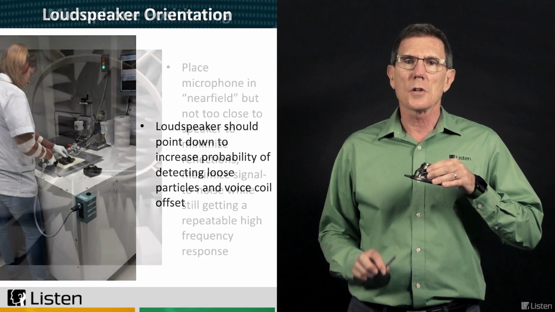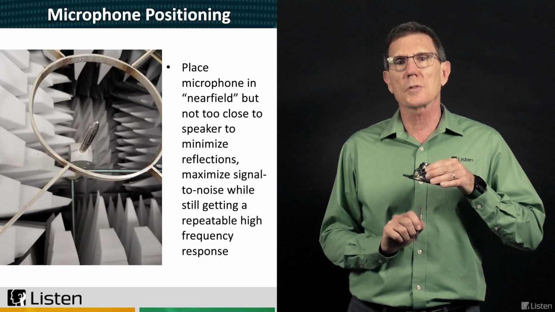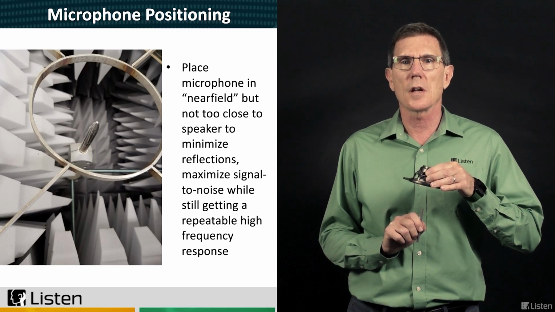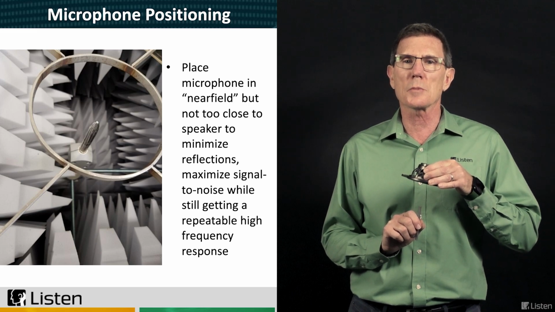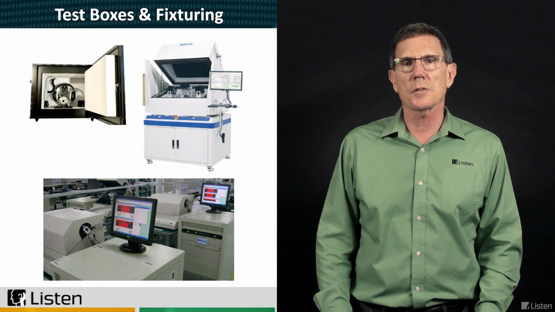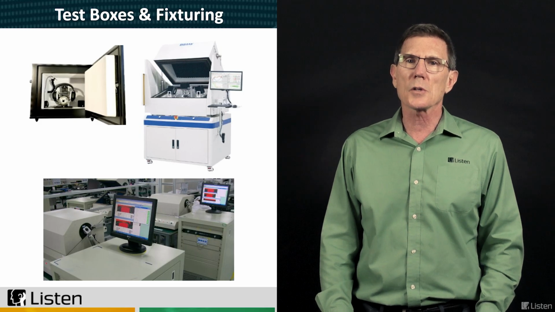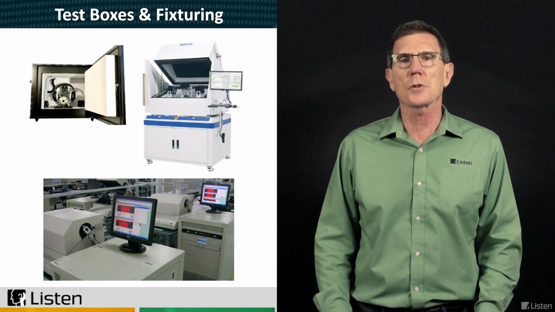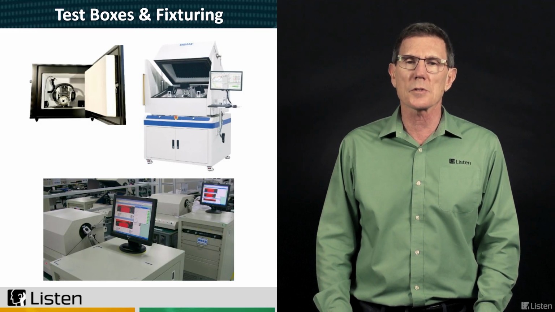Your microphone should be in the near field, but not too close to the speaker, to minimize both test box and fixture reflections and maximize your signal to noise while still getting a repeatable high-frequency measurement. There are lots of companies out there making both standard and custom test boxes that work with factory automation, so it's really a case of designing something that works for your products and ensuring you understand any effect of the fixturing on the measurements. Now I'm going to talk a little bit about configuring and optimizing your tests to make sure you get accurate results.